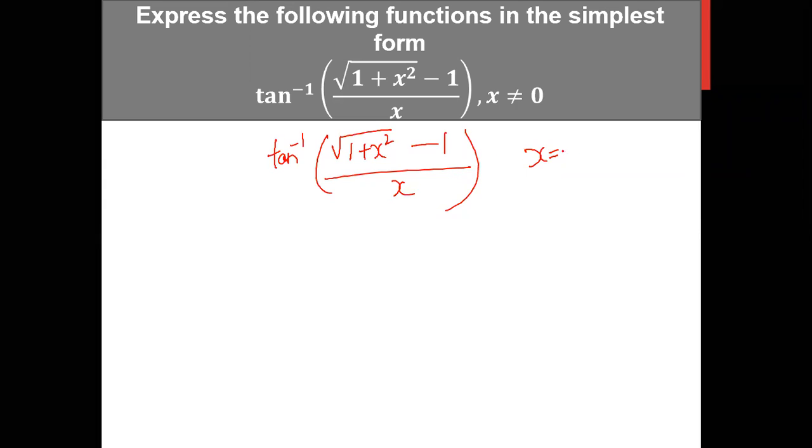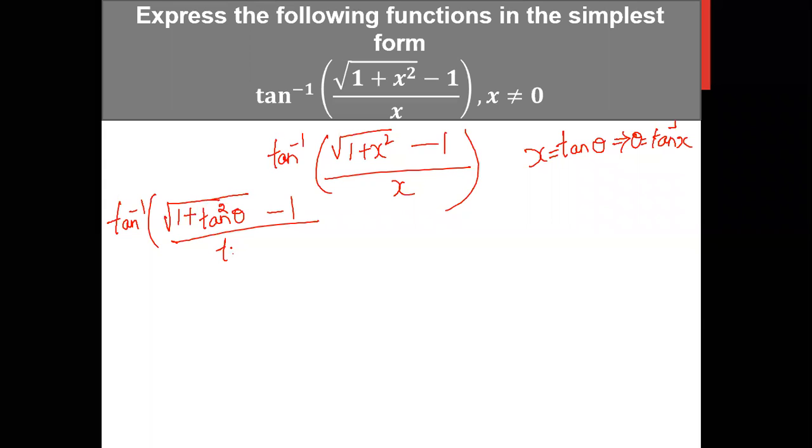Do you have any answer? So if you put x is equal to tan theta, since many of you have told that we'll put x is equal to tan theta, we'll try and see what we get. If x is equal to tan theta, then theta is equal to tan inverse x. So wherever I have x, I have to substitute it with tan theta. So it is tan inverse of square root of 1 plus tan square theta, minus 1, divided by tan theta.